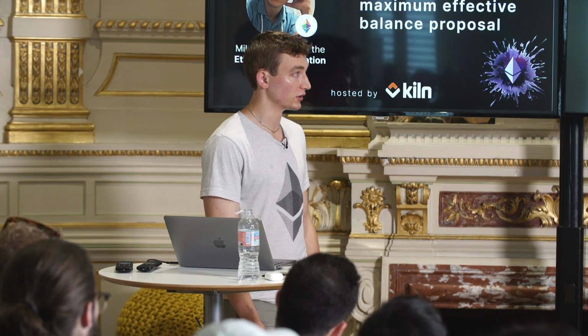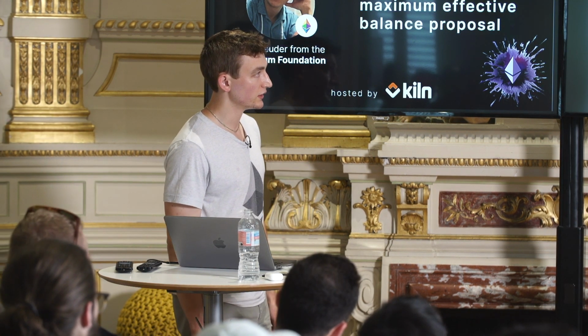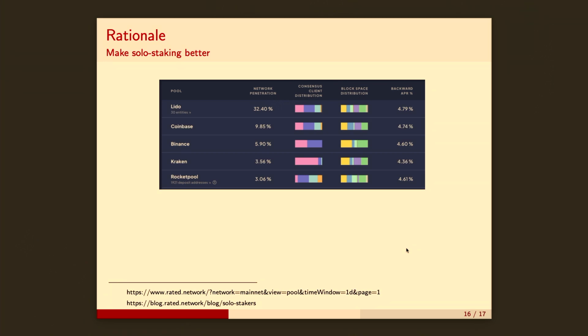Also, we hope to make solo staking better. This shows the 5 biggest stakers by network participation. Lido obviously is the subject of a lot of debate. It has almost 1/3 of the total stake. Coinbase has 10%.